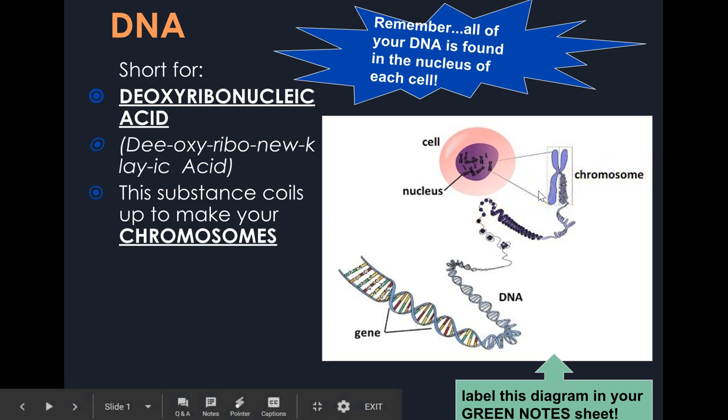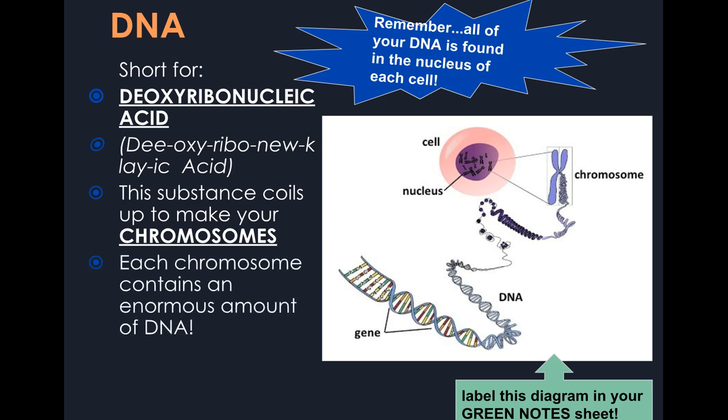So all of that DNA coils up to make chromosomes, and this is especially important during cell division, when cells are getting ready to make more cells. When the DNA is organized in that shape, it's able to divide more cleanly and more quickly. Each chromosome contains an enormous amount of DNA.